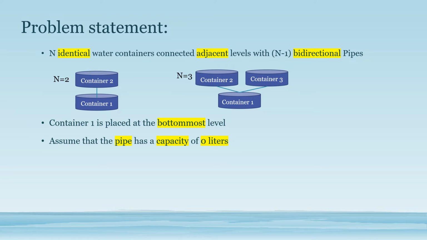Then we also have to assume that the pipes don't contain any water within them. This is not a real scenario, but we have the pipe so that when you add water here, it just travels from container 1 to container 3 once container 1 is filled. Okay.